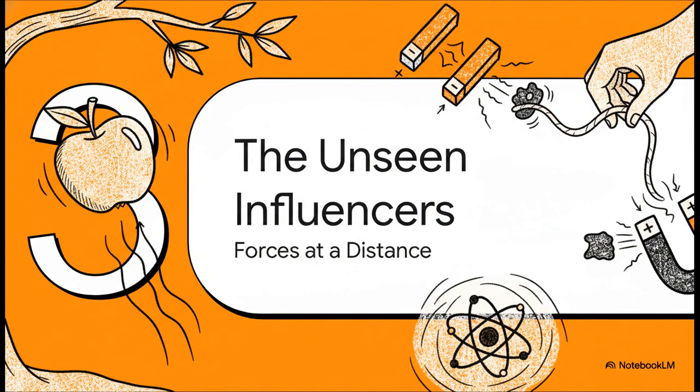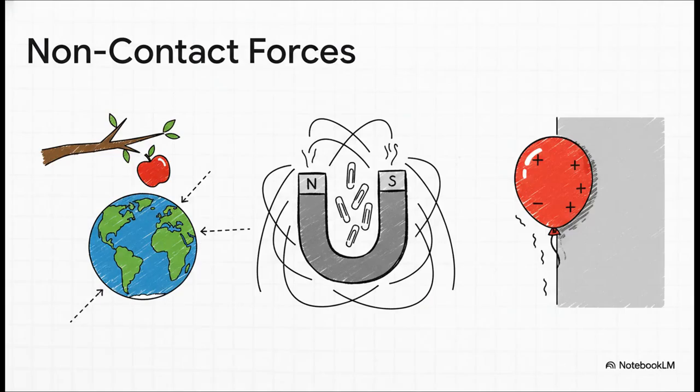Okay, but here's a thought puzzle for you. How does an apple fall from a tree? I mean, nothing is touching it to pull it down, right? This leads us to a whole other, kind of spooky category of forces, the ones that act like invisible puppet strings across empty space. These are the unseen influencers.